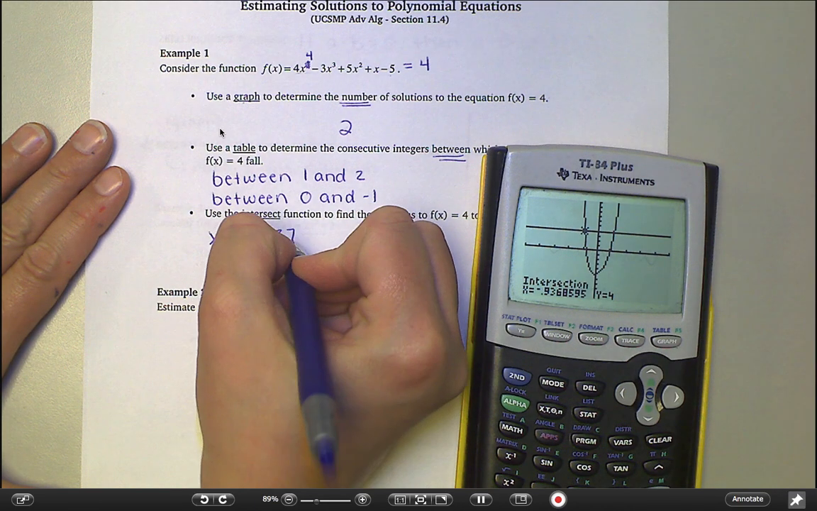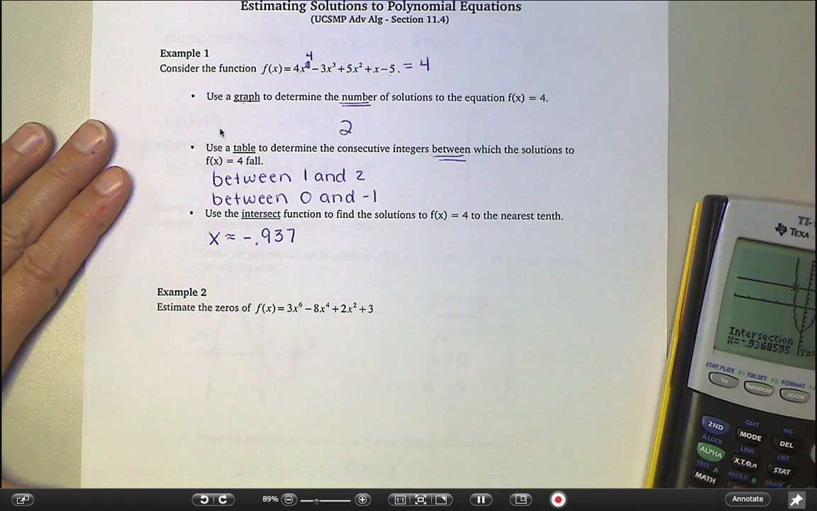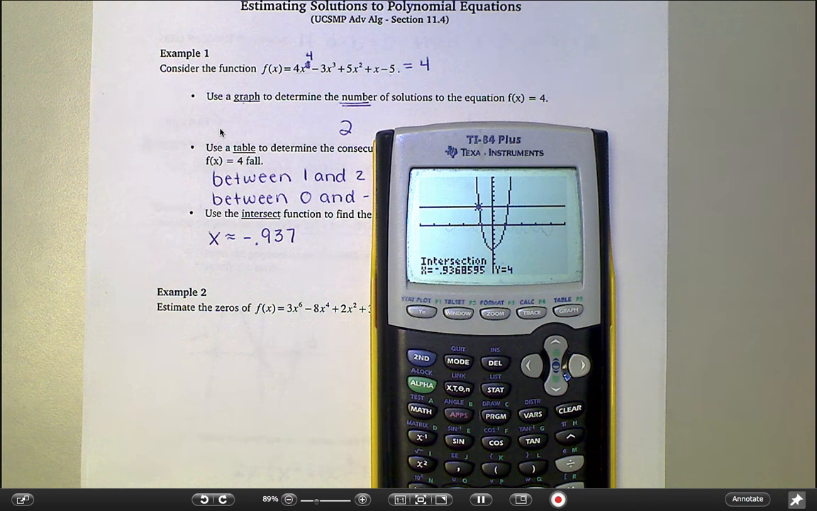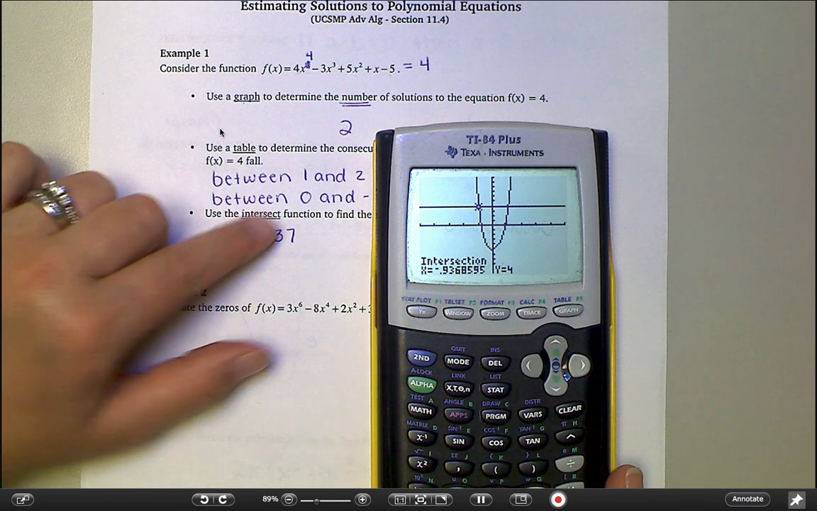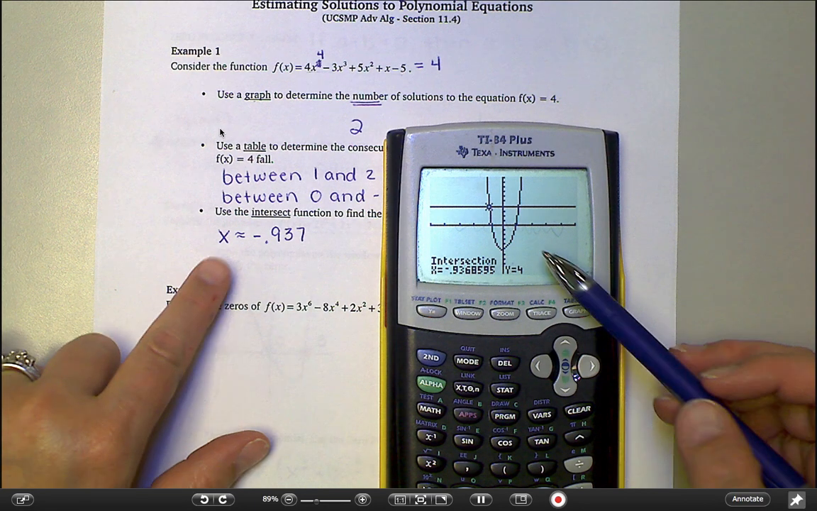Okay? And that means if I was to plug negative 0.937 into this function, it should come out to equal 4, or awfully close to 4 because of your decimals. Okay, that's great. And that's my one that would be between 0 and negative 1, right? Now I need to go find the other one.